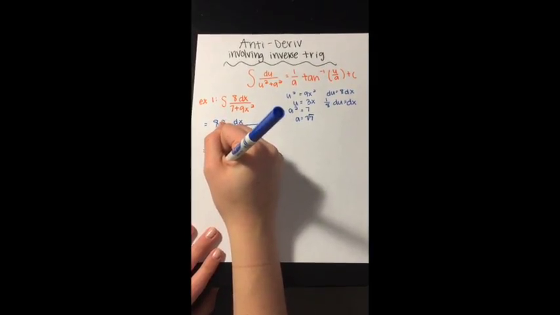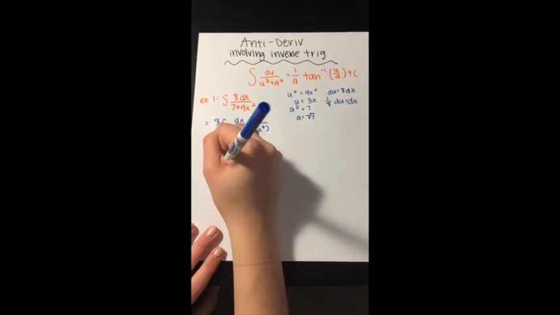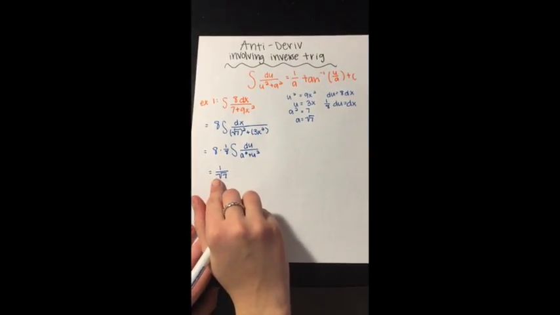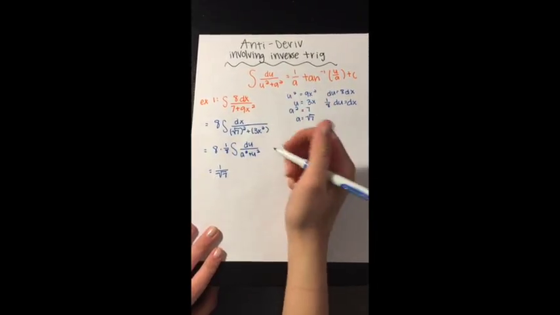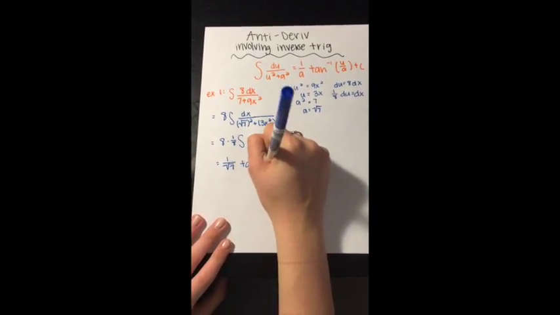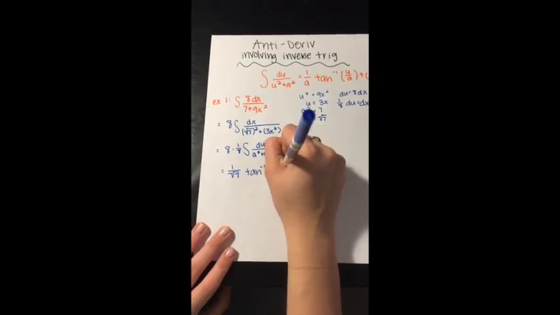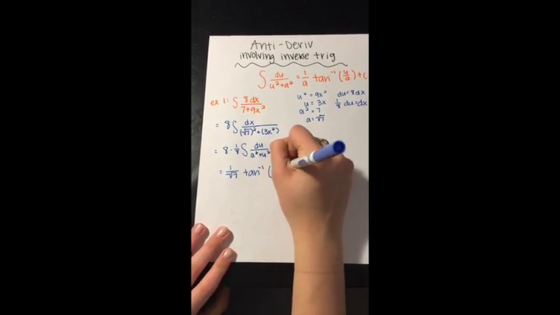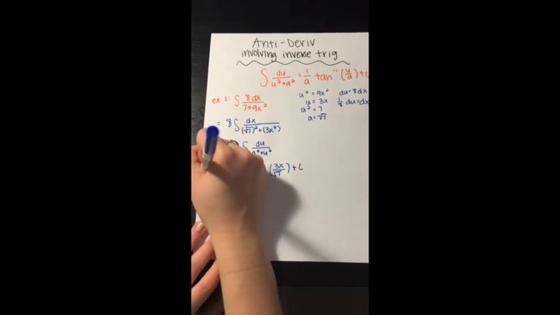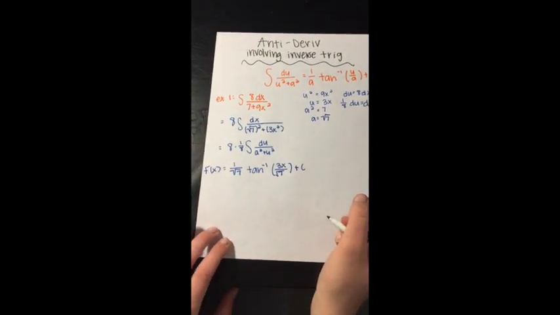So we've got 1 over square root of 7, and square root of 7 is a, so we've got 1 over a, inverse tangent, and u over a is 3x over square root of 7, plus c, big F of x. And that is the answer for number 1.